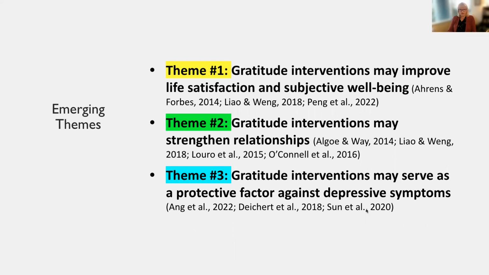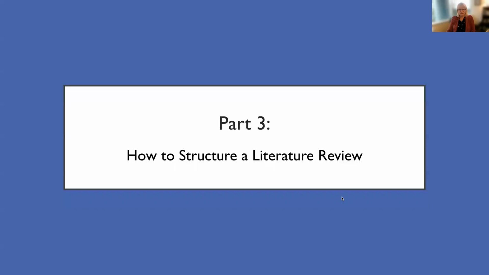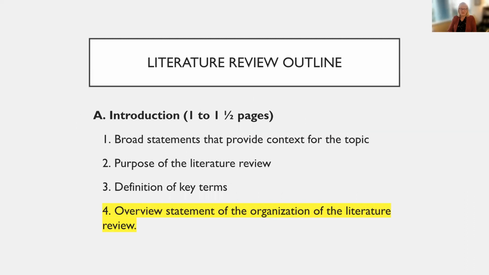So then what I would do in the main part of my lit review is write about 2 pages on each of these themes and tell the differences and the similarities, compare and contrast: what do these studies have in common and how are they different? And that kind of gets us to our outline.